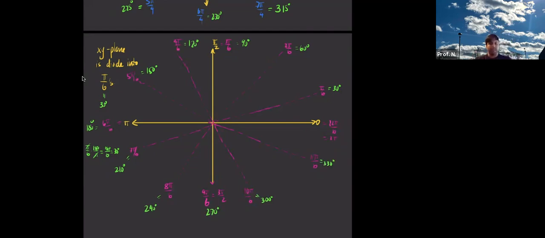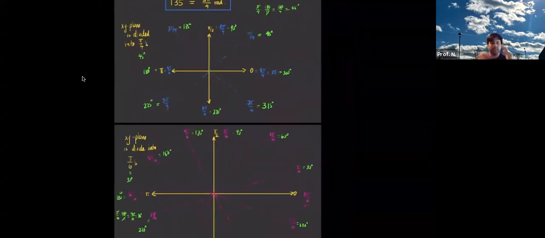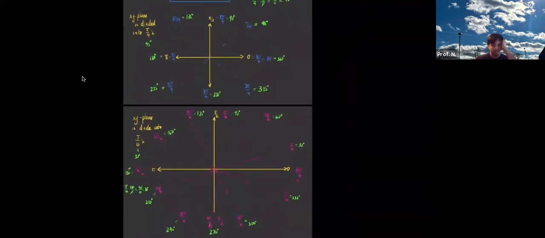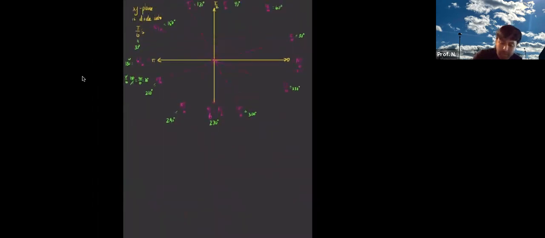Any questions about this? How we're dividing up our XY plane? So you have to make these connections. Pi over 6, 30 degrees. Pi over 4, 45 degrees. And there's one more. There's one more that we normally do. Is the XY plane divided into pi over 3.